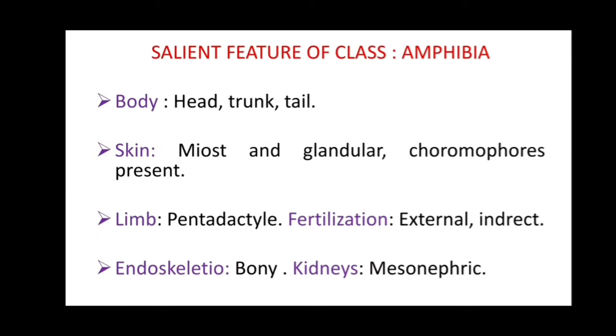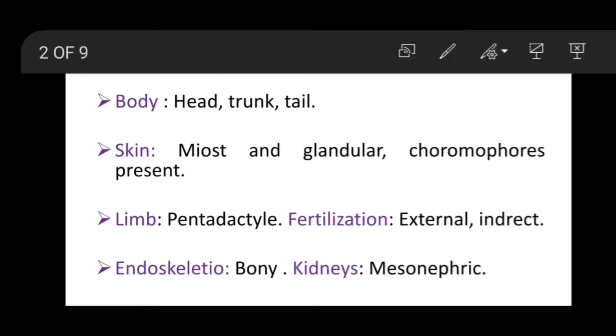Here are the salient features of class Amphibia: the body has a head, trunk and tail, and the skin is moist and glandular, with chromatophores present on the skin. Fertilization is external and development is indirect. As we know, there is a difference between direct and indirect development. Indirect development includes the larval form.